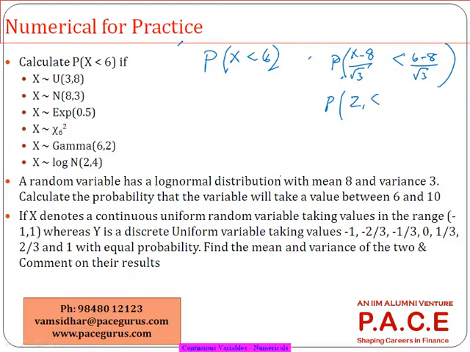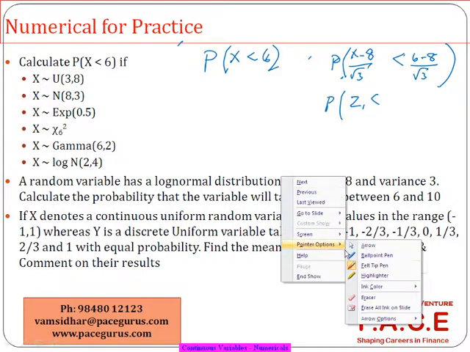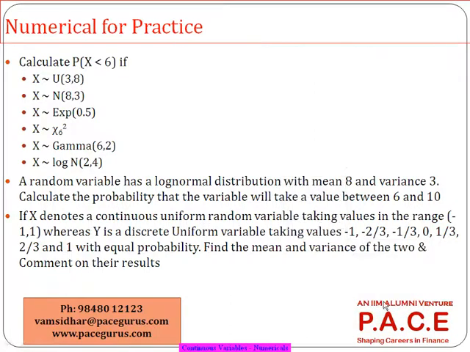Now the next thing goes with exponential distribution. Now if you assume that x is an exponential distribution with lambda equal to 0.5, he is asking you to find out the probability that x is less than 6, which you can do by integration from 0 to 6 of lambda e power minus lambda x.